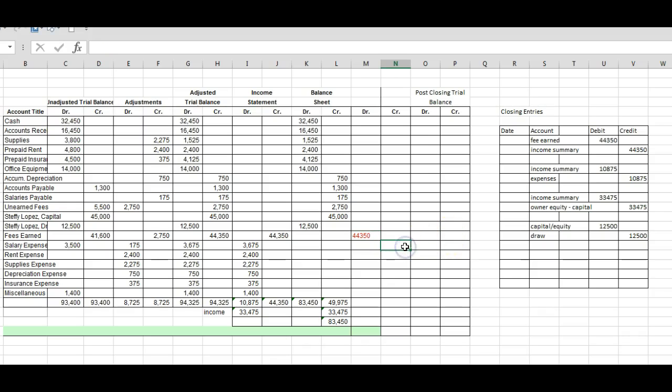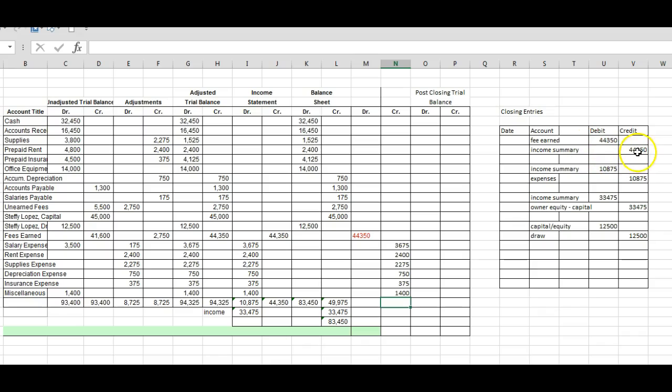We credited all of the expenses for a total of 875. So those balances should all be zero now in those accounts. Is that correct? And 1,400. So we've got that.